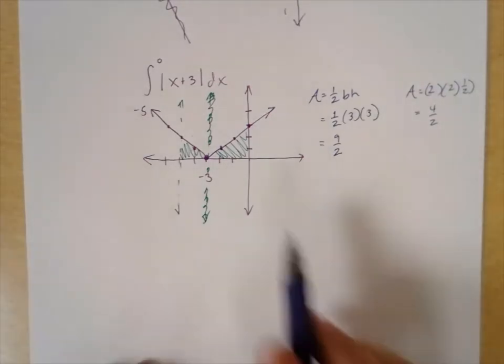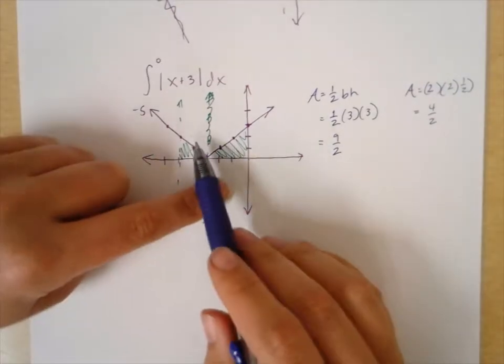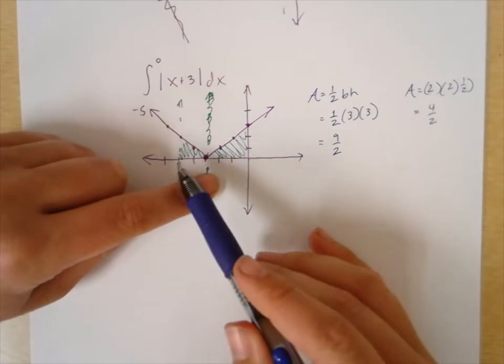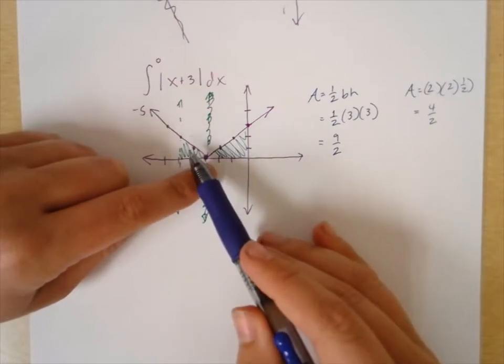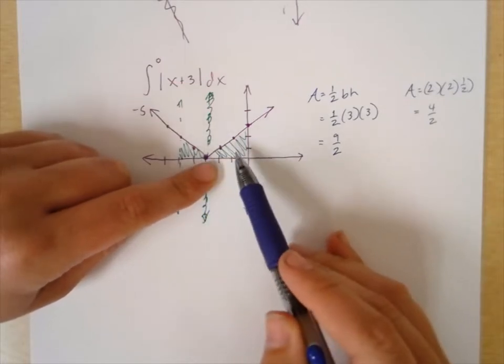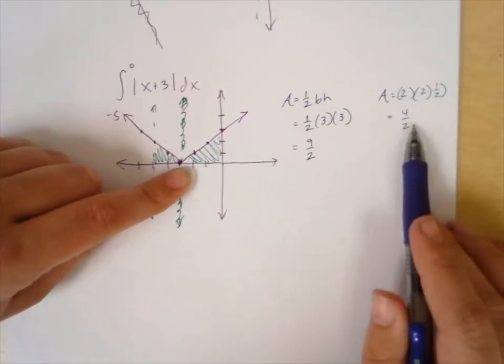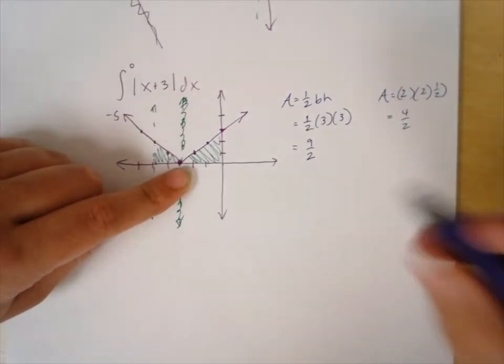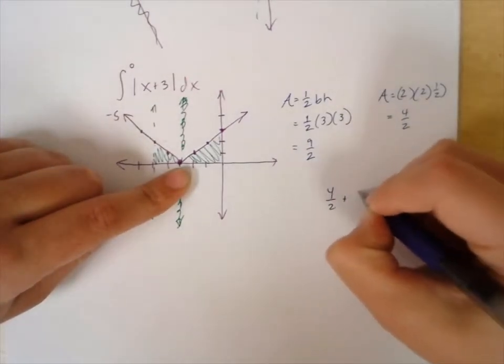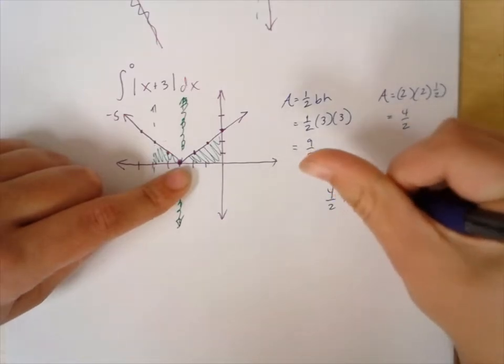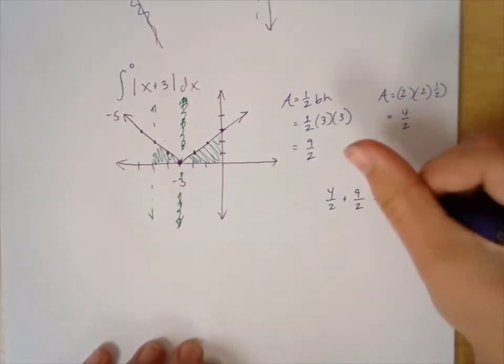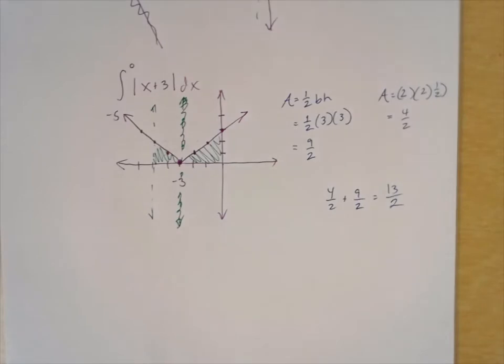Now what we need to do is look at the area for this entire interval from 0 to -5. That means I have to add the area of this triangle and the area of this triangle together. So I need to add my 4/2 plus my 9/2. And I get 13 over 2.